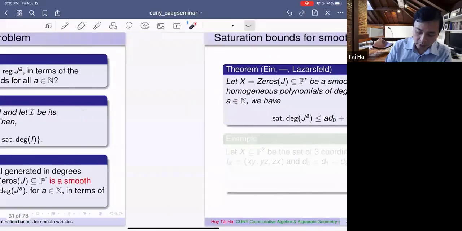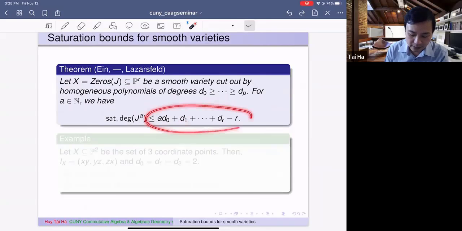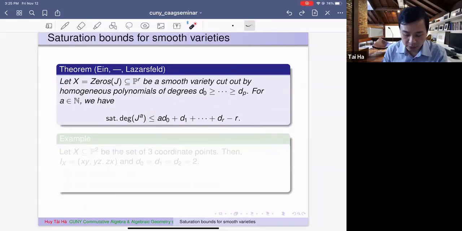Okay, so now let me state our theorem. The first theorem we prove is that under the assumptions that I mentioned, we can bound the saturation degree of J to the A above by A times (d0 plus d1 plus ... plus dr minus r). So this is exactly the same as the bound that we saw in Macaulay's theorem. We prove that in this case it still works.